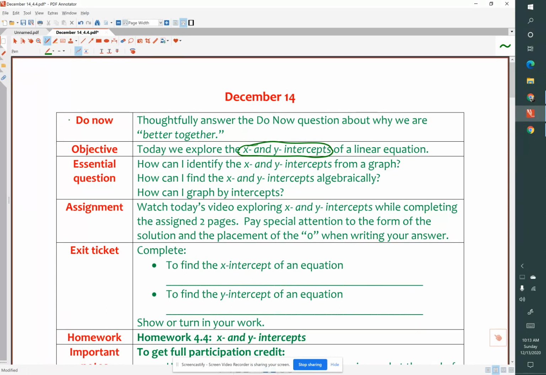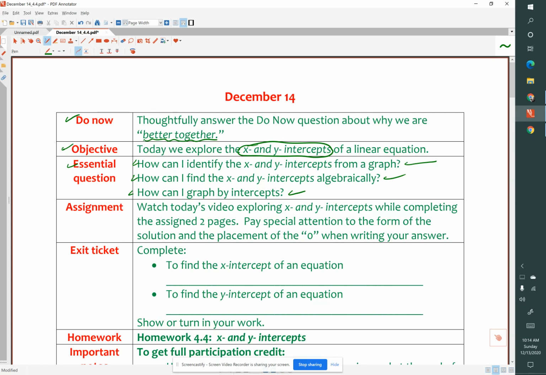So we'll start with our do now. We'll answer the question about why we are better together. Our objective will be to explore the x and y intercepts of a linear equation. Our essential question, we have three. How can I identify the x and y intercepts from a graph? How can I find the x and y intercepts algebraically? And how can I graph by those x and y intercepts?